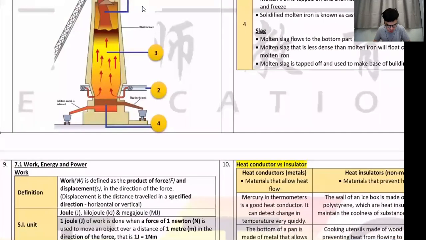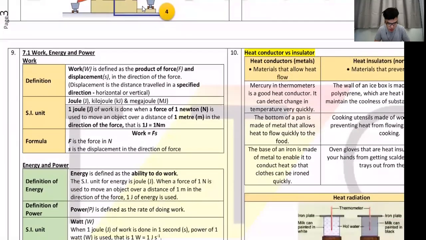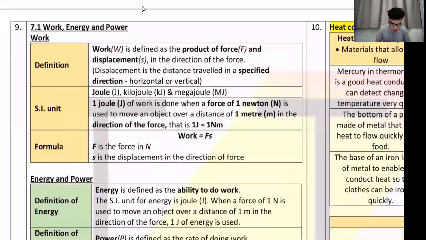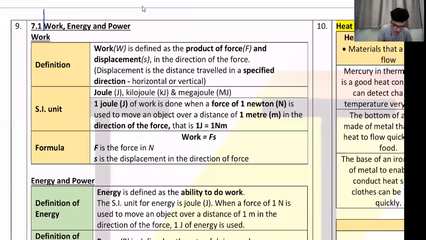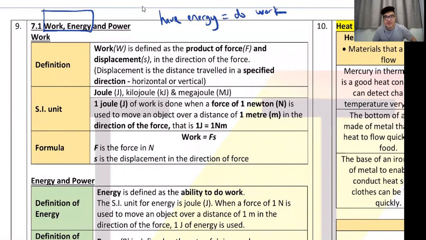All right, so moving on. Next, let's go to work, energy, and power. These two, they are the same thing. Okay, kerja and tenaga is the same. Okay, it's just that when you have energy, you can do work. That's the difference. Okay, it's the same thing. When you eat food, you have energy, then you can do work. So energy is work, same thing. Okay, tenaga and kerja is the same.